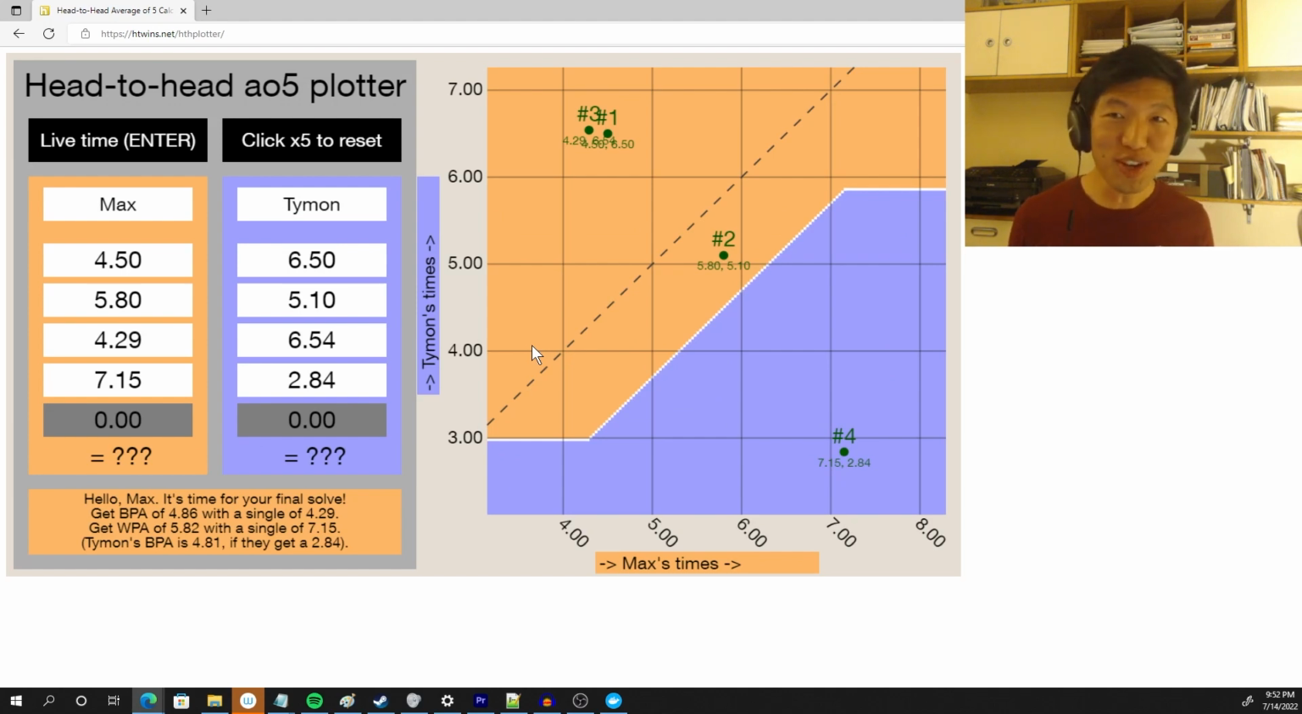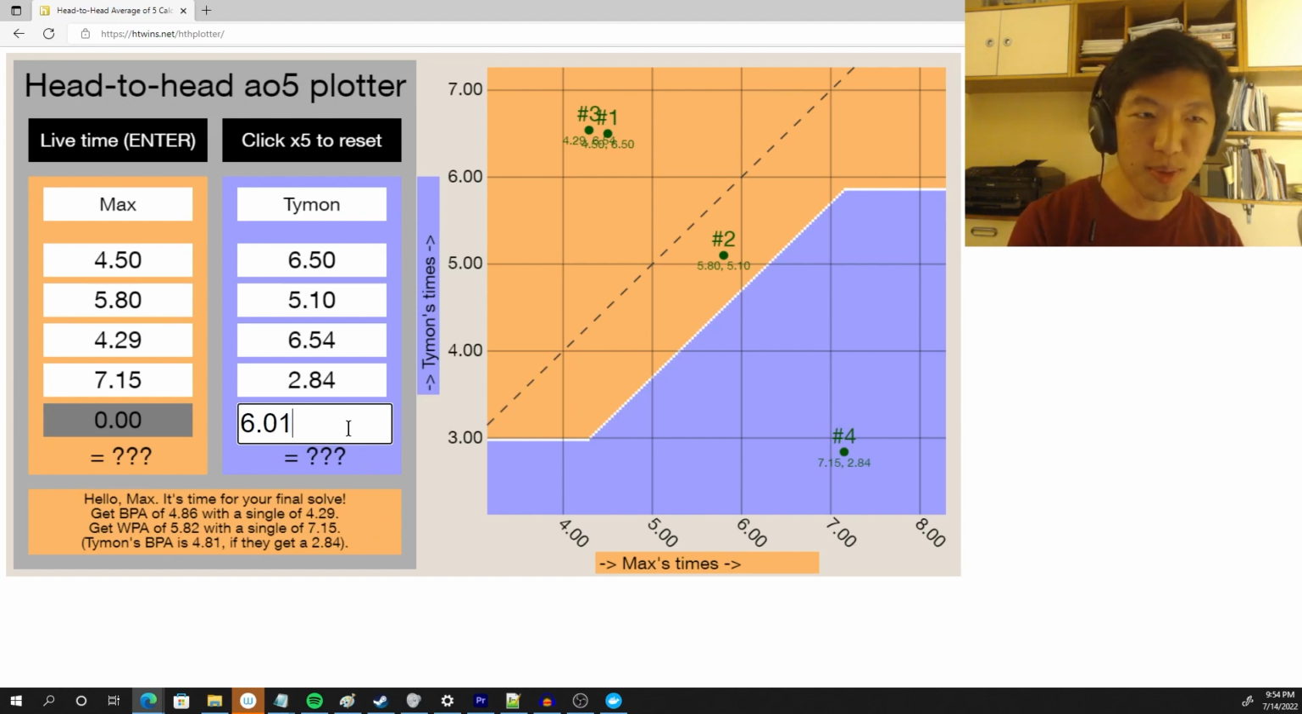get some helpful information about where the 2 competitors stand just by looking at this curve, and that's information we would not get just by looking at best possible average. So what do I mean by this? Well, if we look at the Timon axis, everything above y equals about 5.8 is orange. So this means that if Timon gets a time slower than 5.82, it doesn't matter what in the world Max gets for his final solve. Timon is going to lose.